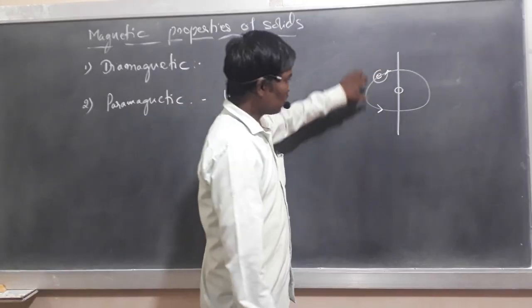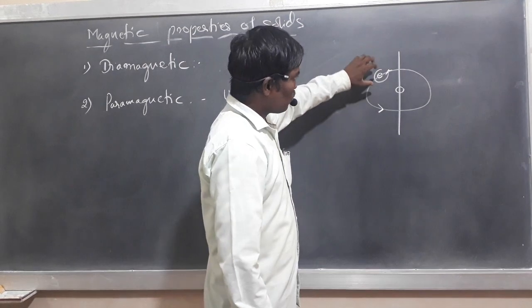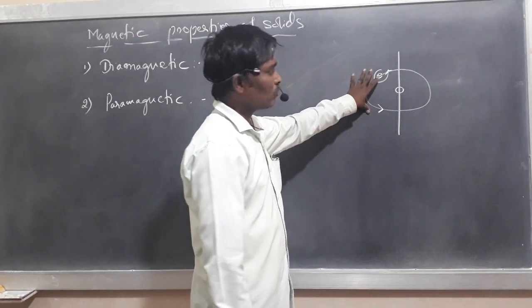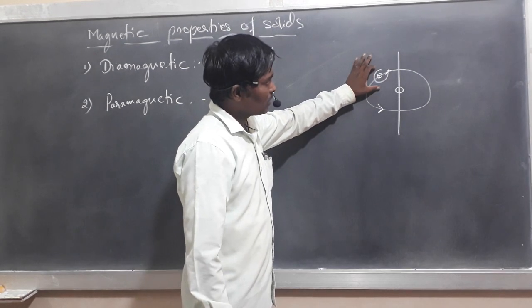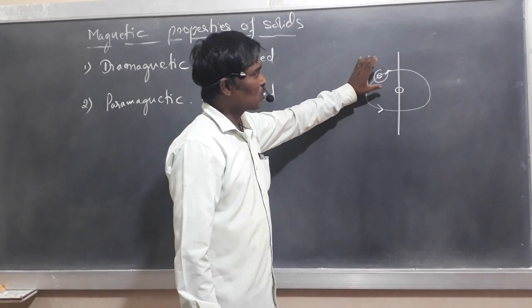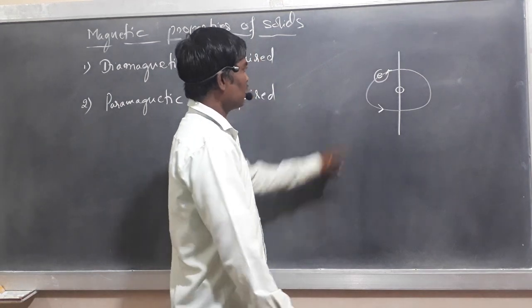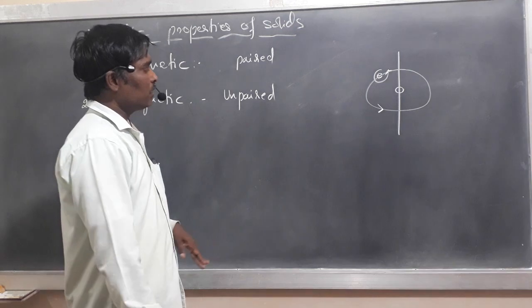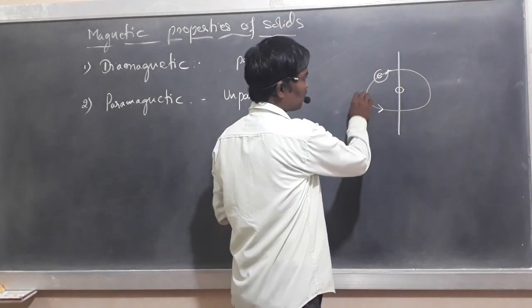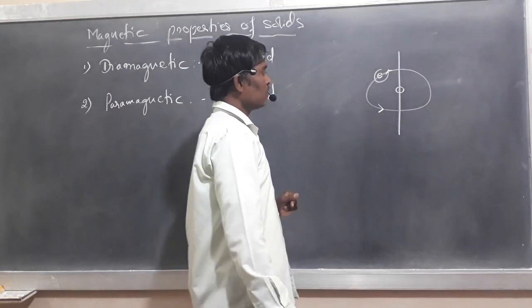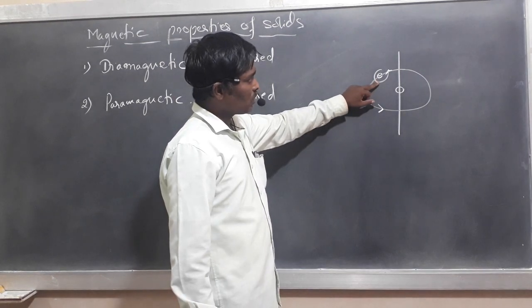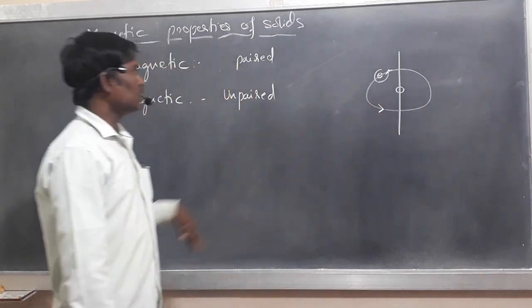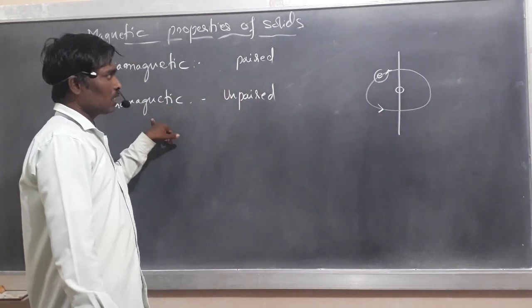During that rotation, a small amount of electricity is generated in that atom. So that also behaves like a small tiny magnet. Then that magnet is attracted by the magnetic field. So when it is kept in a magnetic field, it is attracted by that magnet. If the substance contains only one electron, that means an unpaired electron, then it is attracted by the magnetic field and behaves like a paramagnetic.